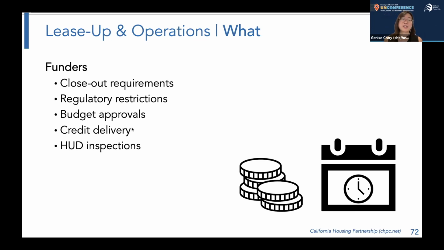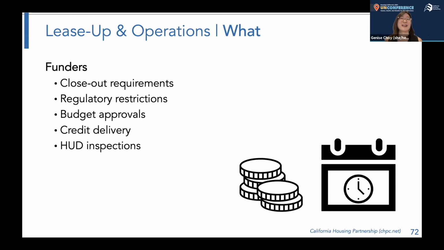And investors in particular will be looking at their credit delivery schedule. They'll want to see that the project is delivering all the credits, meeting all the TCAC requirements to deliver credits every year as expected. And if they don't, then they're going to want to be compensated for any shortfalls. And lastly, if there are vouchers on the project, operational subsidy, rental subsidy vouchers, then you'll have annual HUD inspections as well to show that the property is being maintained as healthy housing.